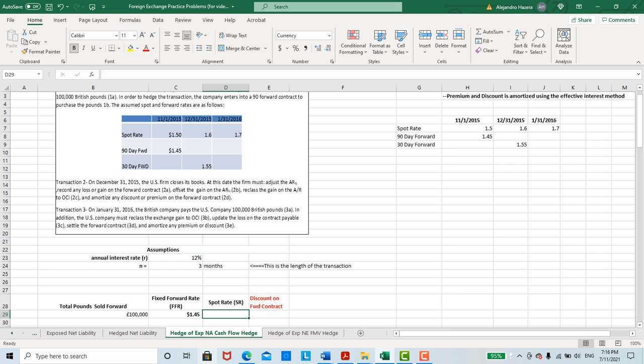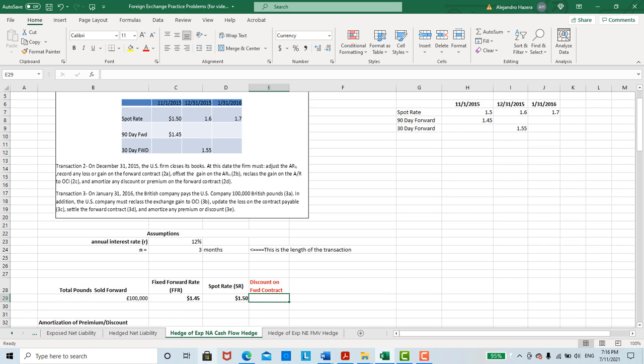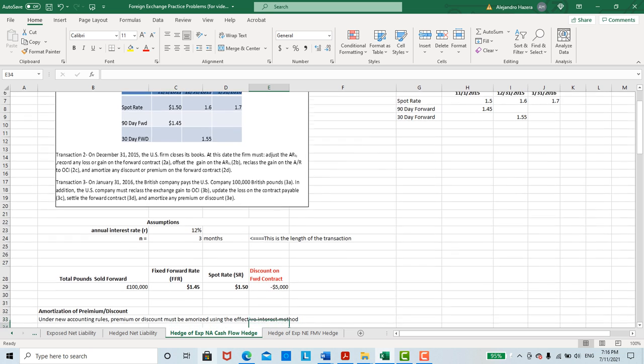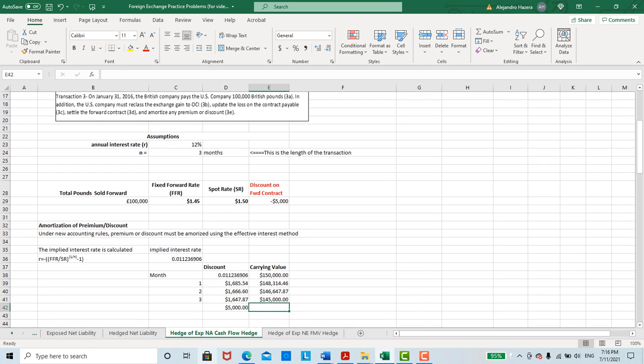Okay, and the spot rate, we know that the spot rate is $1.50. Okay, so discount, like we calculated last time, is going to be that number right there. And I'll just go ahead and take that number, is equal to the units foreign currency times the difference between, let's say, the forward rate minus the spot rate, which gives you that number right there, negative 5,000. We may change that to a pound, it doesn't matter.